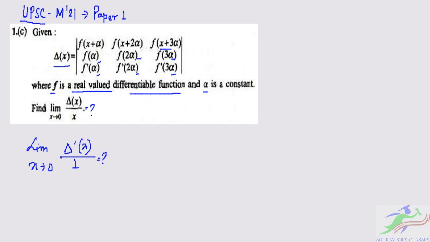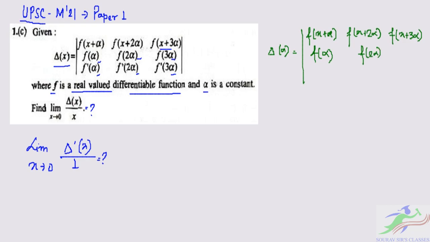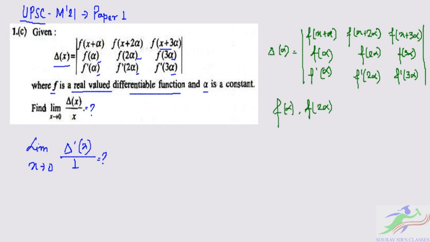So let's write that. Del x has the first row f of x plus alpha, f of x plus 2 alpha, f of x plus 3 alpha, the second row f alpha, f 2 alpha, f 3 alpha, and in the last row f prime alpha, f prime 2 alpha, and f prime 3 alpha. Now we already know that f of alpha, f of 2 alpha, and f of 3 alpha are nothing but constants.